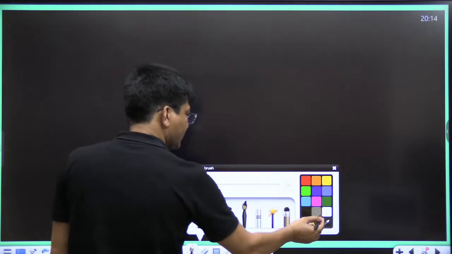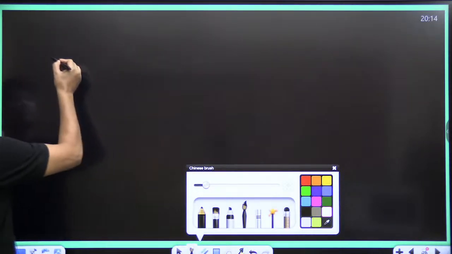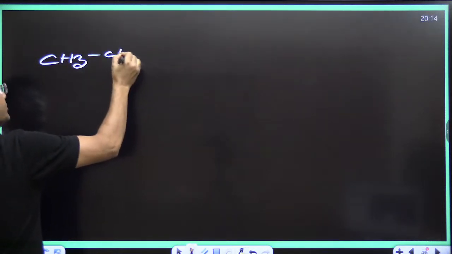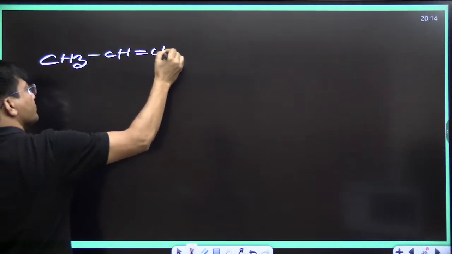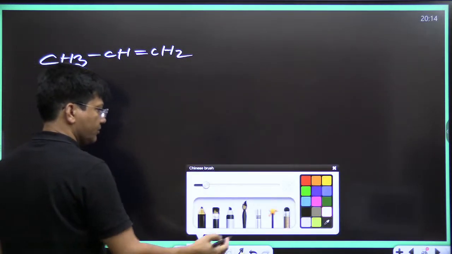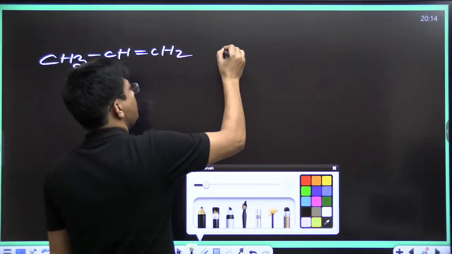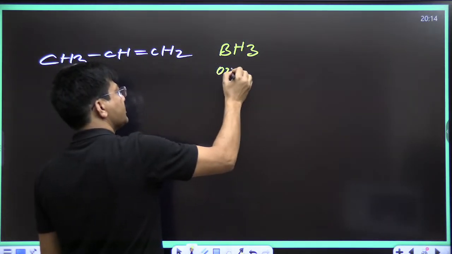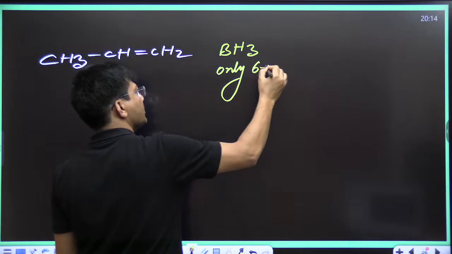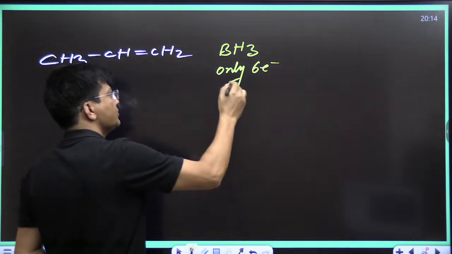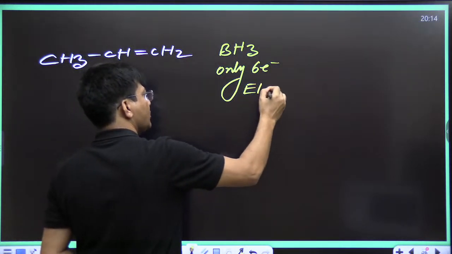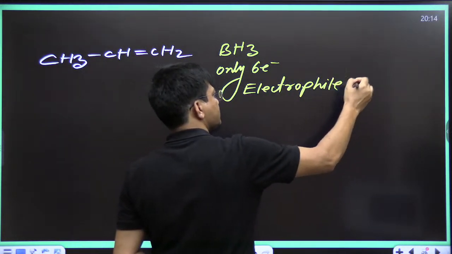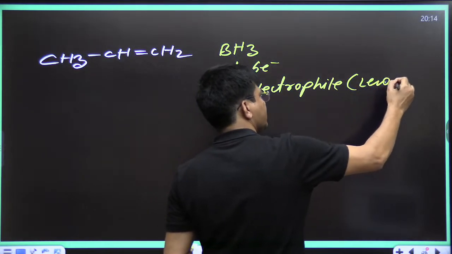So if I write CH3, CH double bond CH2 and BH3, just see to it. BH3 is electron deficient because only 6 electrons are there in the outermost shell of boron. So it is an electrophile, a Lewis acid.